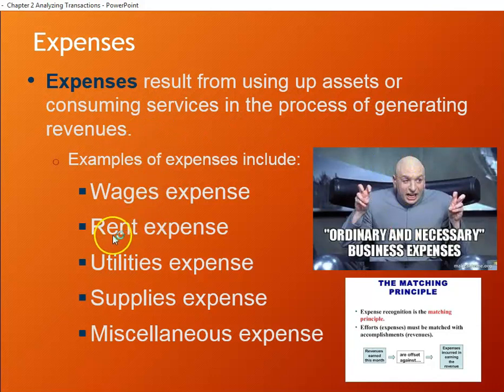So we have some other examples: rent expense, utilities, supplies expense, miscellaneous expense. Sometimes we'll have little small advertising expenses and so forth that we consider to be miscellaneous. Doesn't occur often enough to get their own account named after them, so we just kind of lump those into miscellaneous.